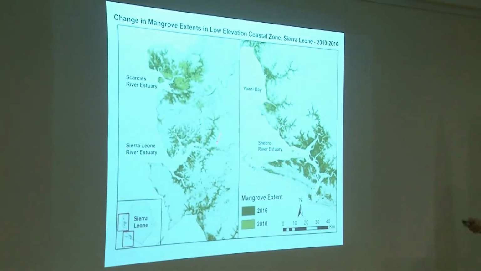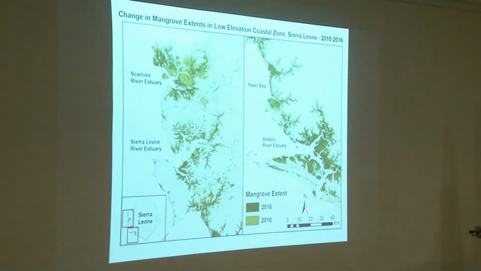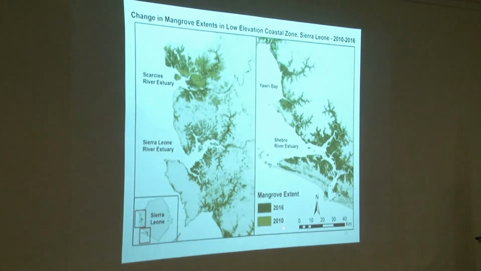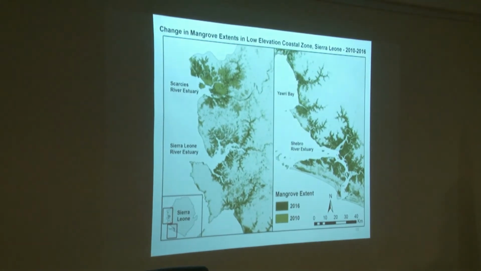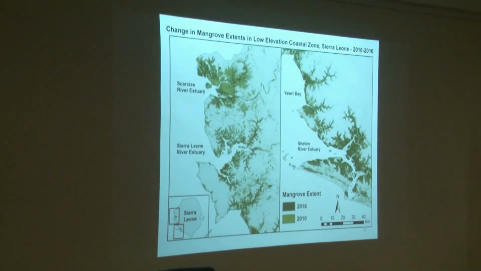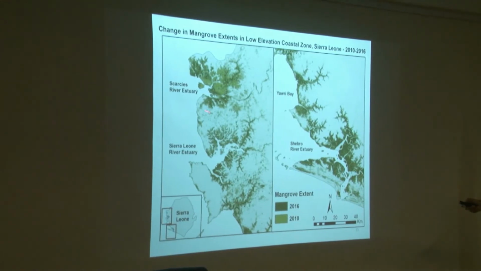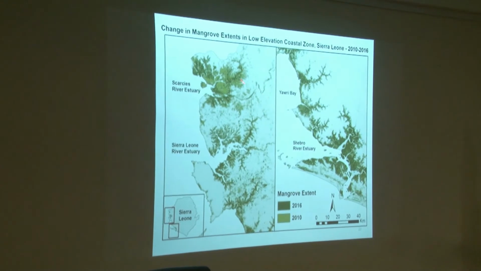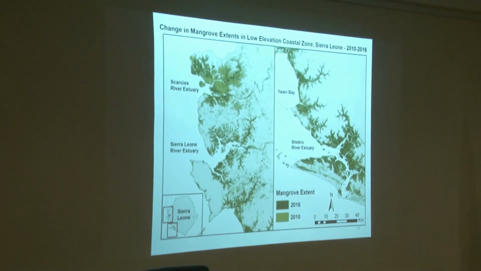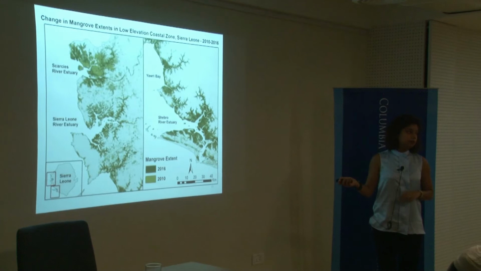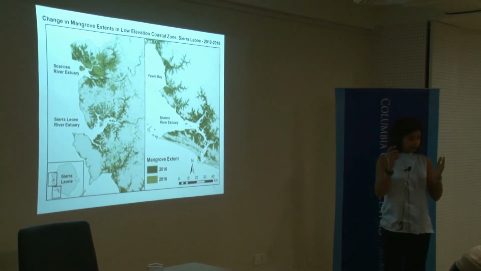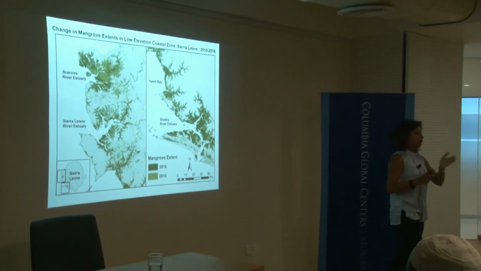So this is the northern Sierra Leone, and this is the southern Sierra Leone. The light color is for 2010, and the darker one is for 2016. I'm not sure if you can see it here, but this is where you see the lighter ones, not everywhere. It's just in the Scarcies River estuary. A lot of lighter ones, meaning a lot of mangroves were cut down or depleted, degraded between 2010 and 2016. Now, if you want to know the exact time, you have to do an annual update.